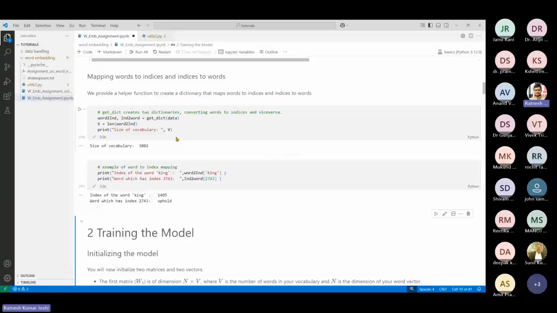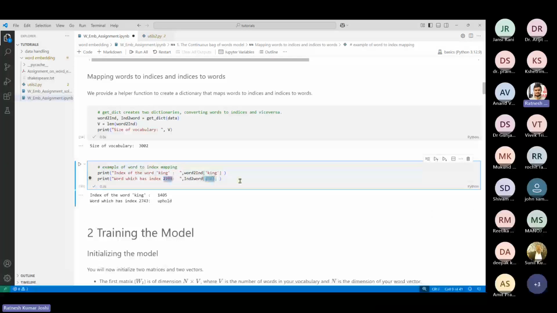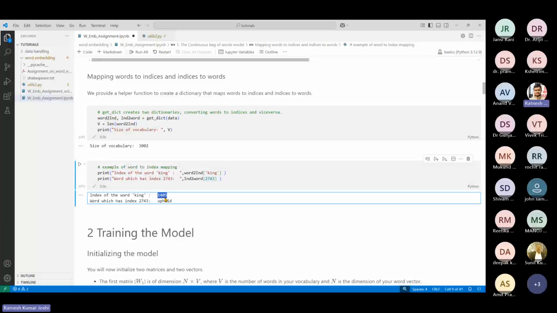Basically we want a numerical representation for a word, and we have not yet gone to the stage where we have defined our word embeddings. So to have an intermediary representation of each word, we have created an index for each token. For example, when we look at our index to word dictionary, let's say 'king' has a representation of 1405, and the word with the 2734th index is 'upward'.